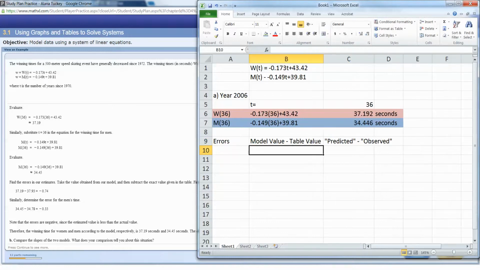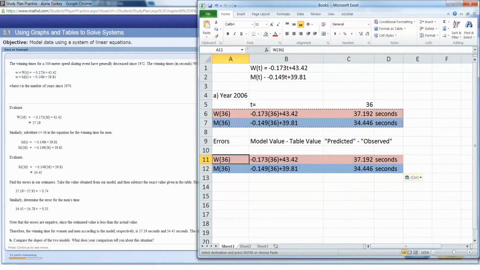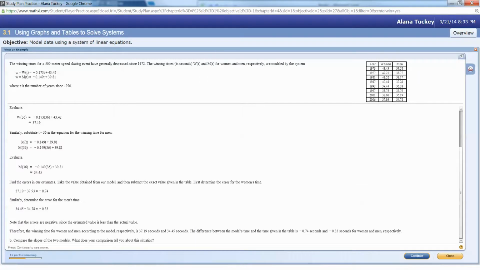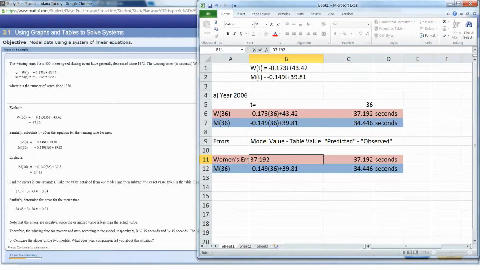Okay, so let me copy and paste this a little bit. All right, so for the women's error, let's see, we expected 37.192. So we want to take 37.192 and subtract away what we actually got from the real table. So let's go to 2006 in the real table, and you can see it's 37.93. So let's do 37.19 minus, what's that again?